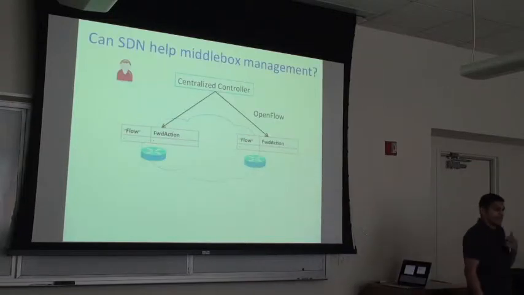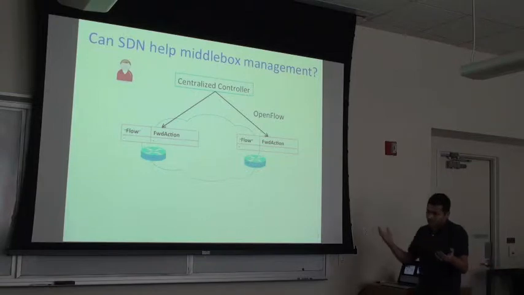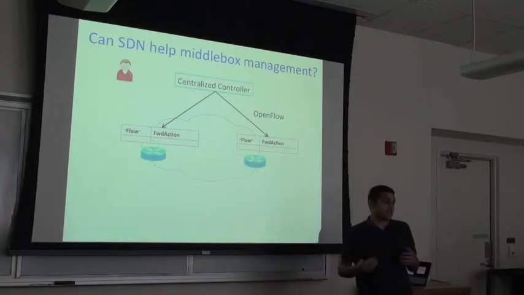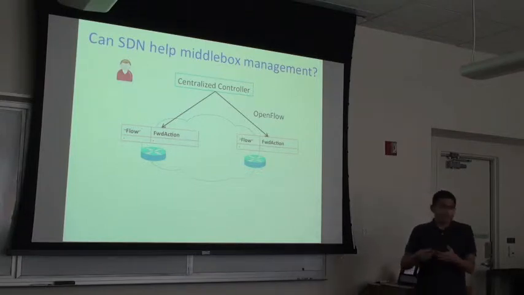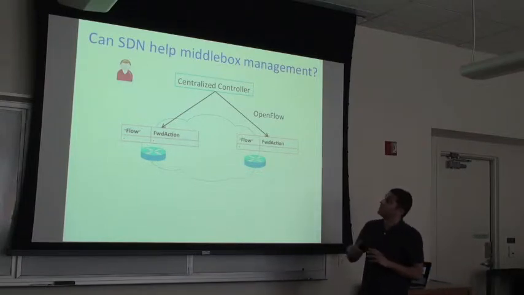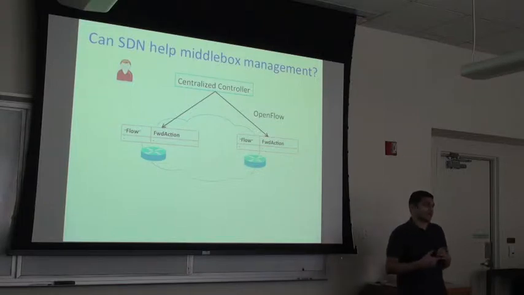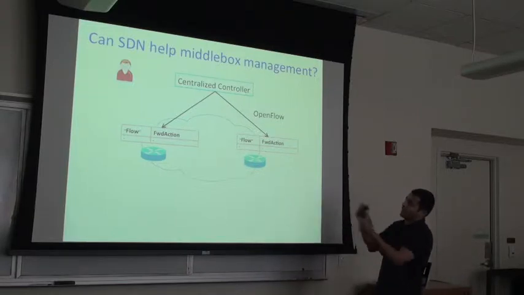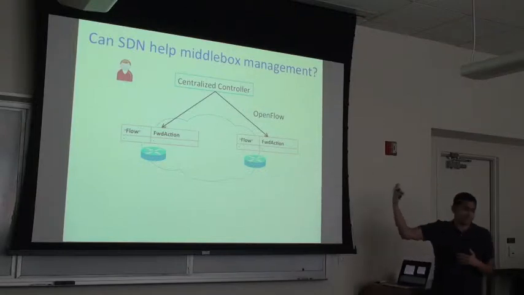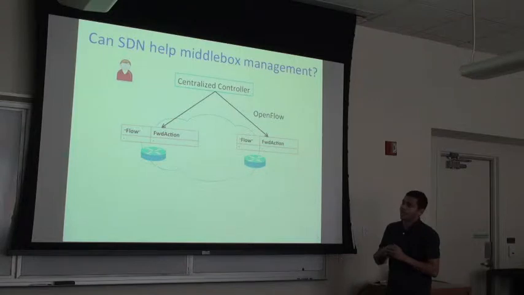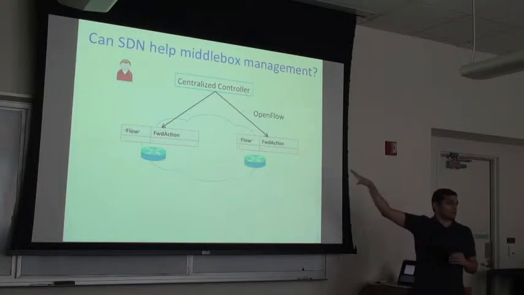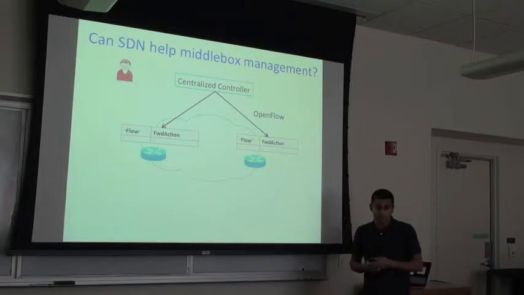So really the motivating question for us came from this: these middle boxes are here to stay. There is a lot of value that people perceive in them. So what can we do as the academic community, and say as the SDN community, to help simplify middle box management? So we take the canonical view of SDN. You have a logically centralized controller, you have the administrator giving some high level policy, and these are compiled down into flow table rules, say using something like OpenFlow. So this is the canonical view of SDN.